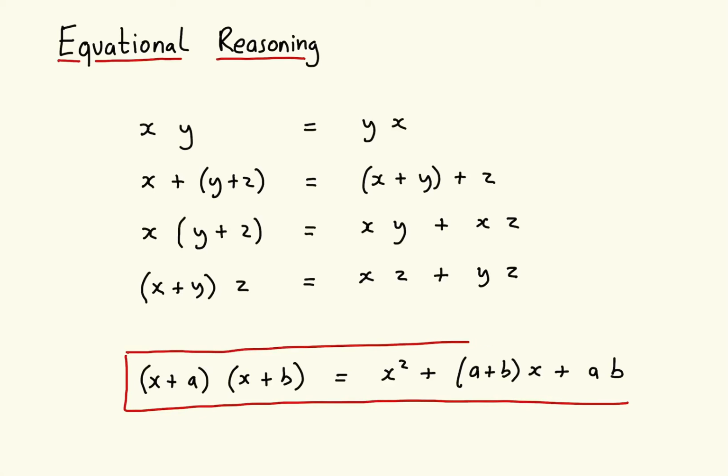Okay, so let me put this in a box here because we're going to be thinking about this. This is a simple arithmetic equation that you learn about at school. So what I want to think about is how can you use these 4 simple algebraic properties to prove that this equation is actually true using equational reasoning. So that's what we're going to be thinking about now. So what we're going to do now is a little calculation to show that this equation is actually true. We're going to start with the left-hand side, which is x plus a times x plus b, and in a sequence of simple equational reasoning steps, hopefully we're going to end up with the right-hand side.